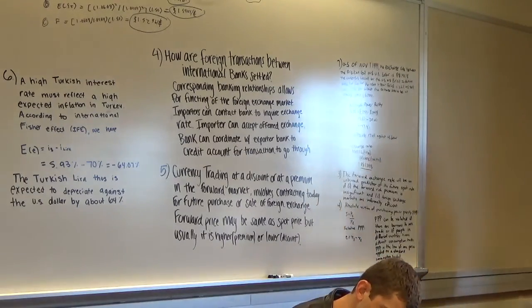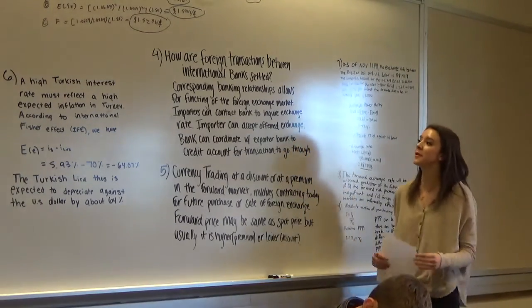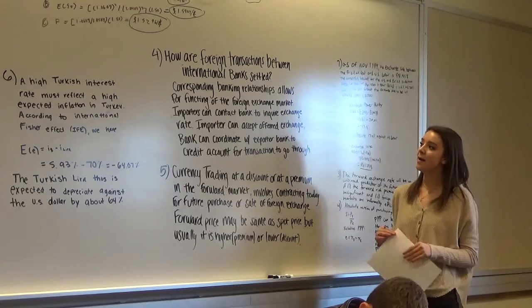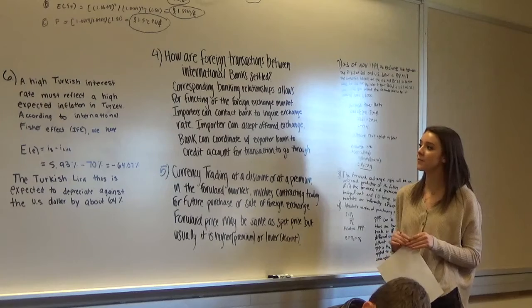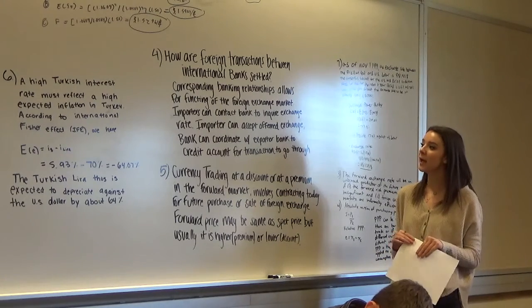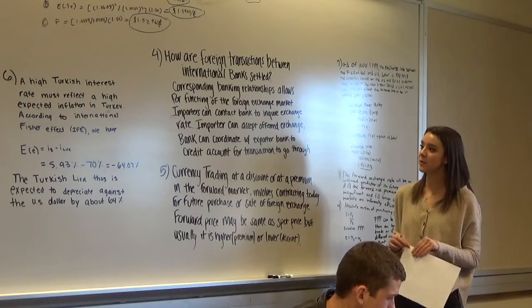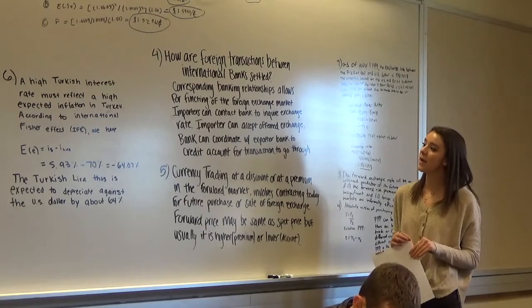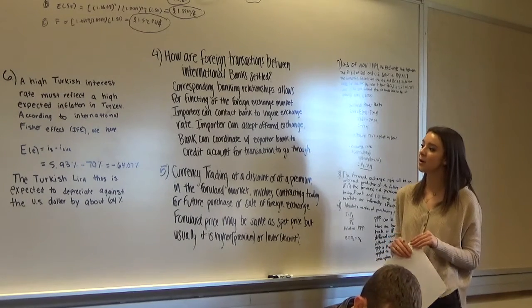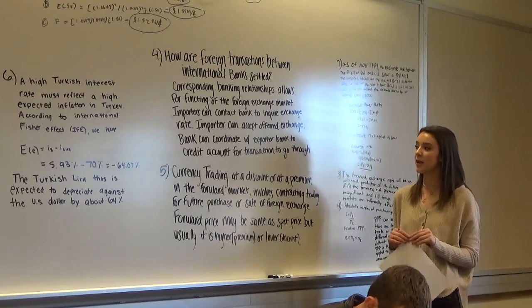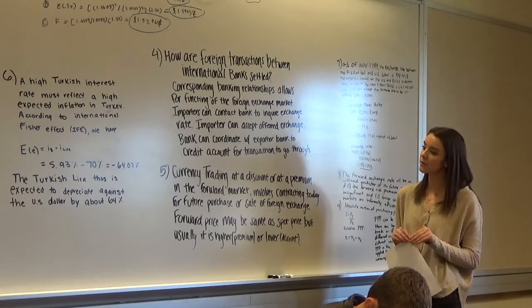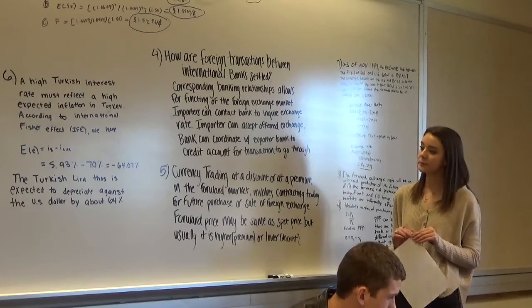So my first question was how are foreign transactions between international banks settled? Basically, corresponding banking relationships allow for the functioning of the foreign exchange market. When importers and exporters are working together, they can contact their bank for accepted offers, and banks coordinate with the exporter bank or importer bank to credit the accounts and debit the other accounts for the transaction to go through.